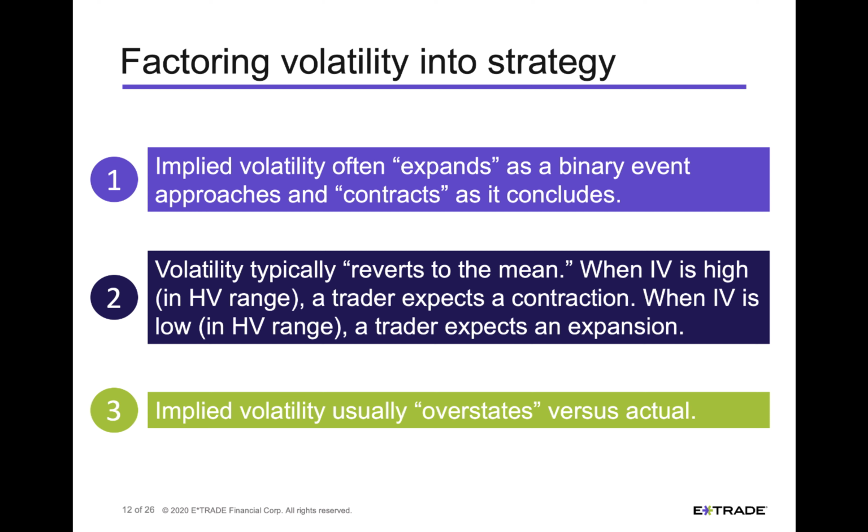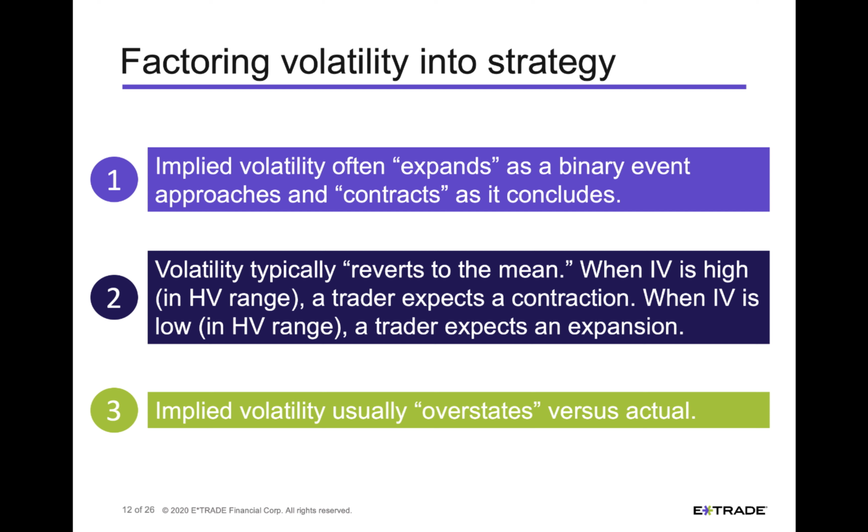Second point, volatility typically reverts to the mean. So when the implied volatility is high in the historical volatility range, and I'll show you how we can do that, the trader says, wow, we're way up here at 160. I don't think we're going to stay up here at 160. We're going to get back down again towards its average range. Right now in the markets, we're looking at a VIX of about 40. That is the overall volatility for the S&P 500. The VIX is at 40, but it's generally between 15 and 20. If it's at 40, what a trader would be expecting is, hey, I expect that this thing is going to revert back to the mean.